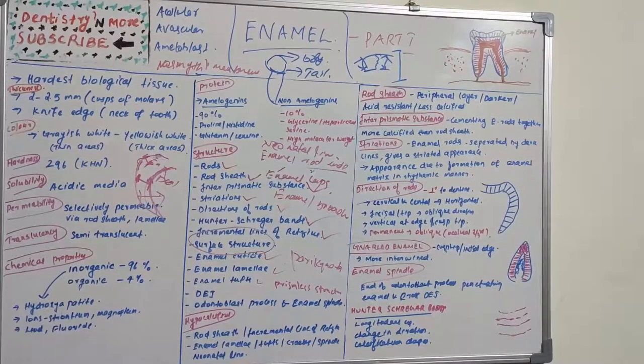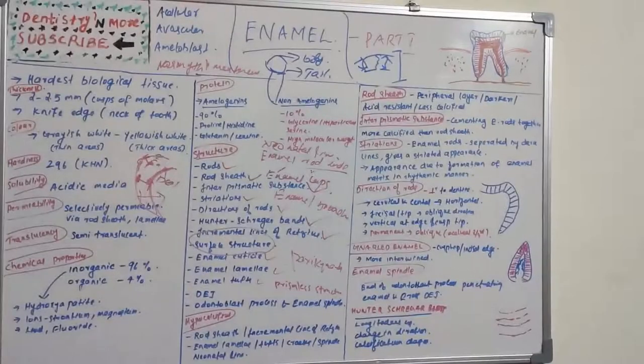So the significance is, it is a site of weakness in the tooth and may form a road of entry of bacteria and initiate dental caries because it is poorly calcified. There is no proper calcification that happens here.